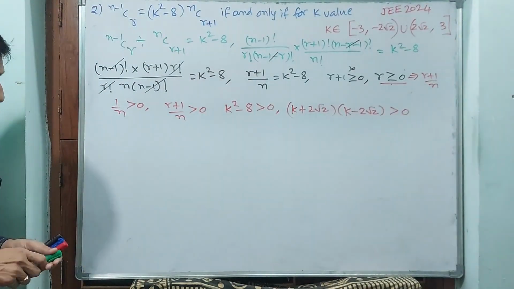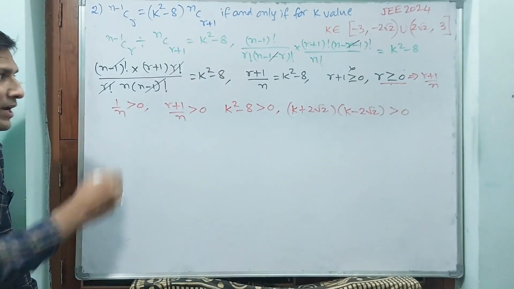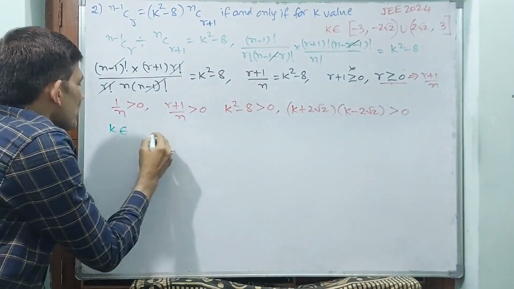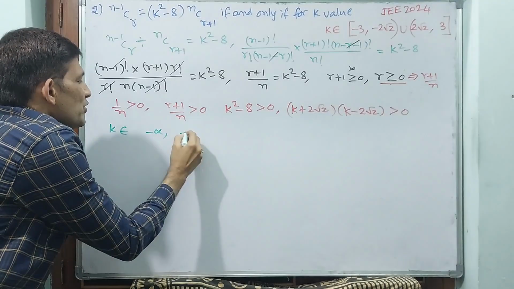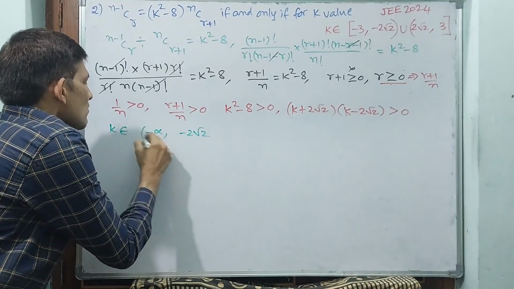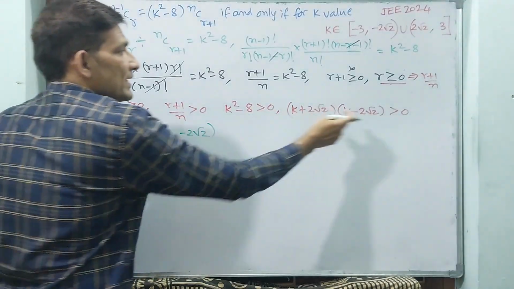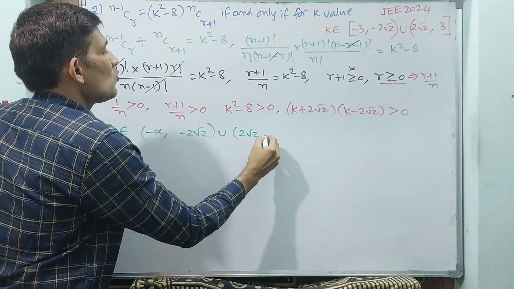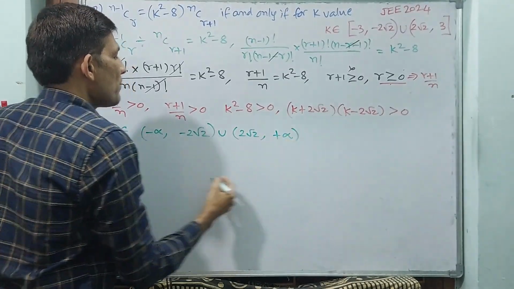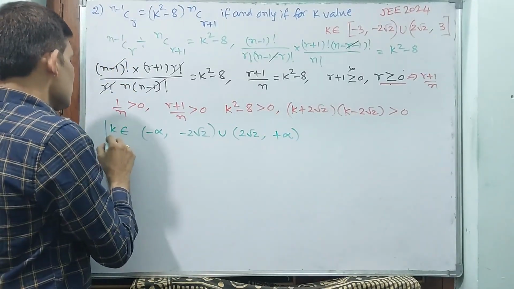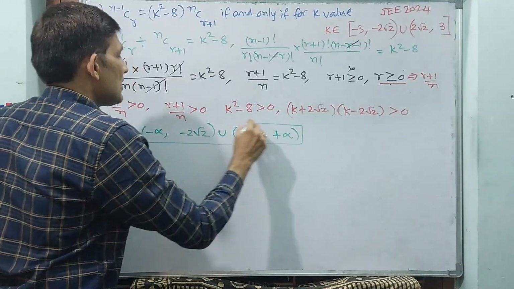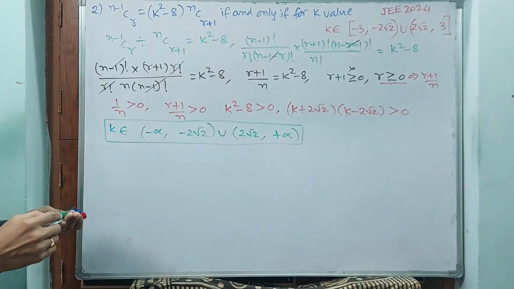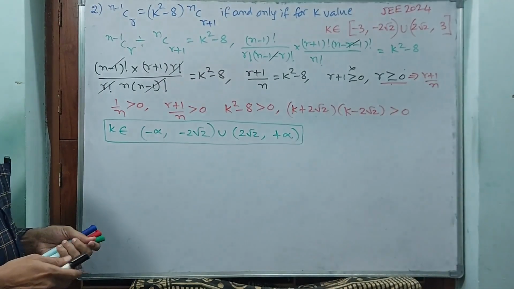Is it okay? Okay. Now what is the k value? k belongs to minus infinity to minus 2 root 2, both are open intervals. Why? Because only greater than 0 we are taking here. Don't forget. Union 2 root 2 to plus infinity, open interval. Okay. Box this value. Why? Because only this value is not going to help us. If you see the answer.